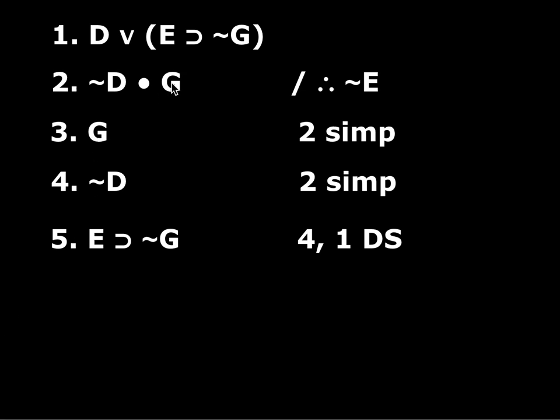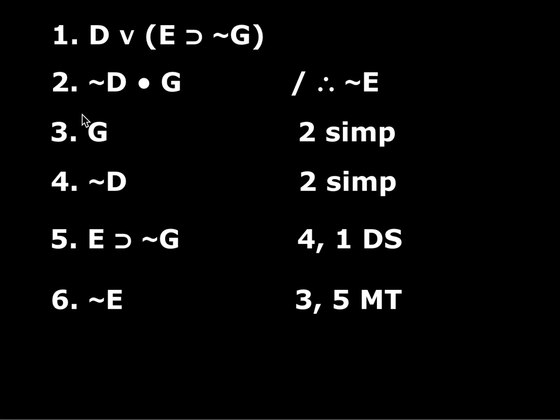This other conjunct that I simplified off turns out to be useful because look, this is the negation of that consequent. So I could do modus tollens to get the negation of the antecedent. And then I'm done, because that is the conclusion of the argument I wanted.